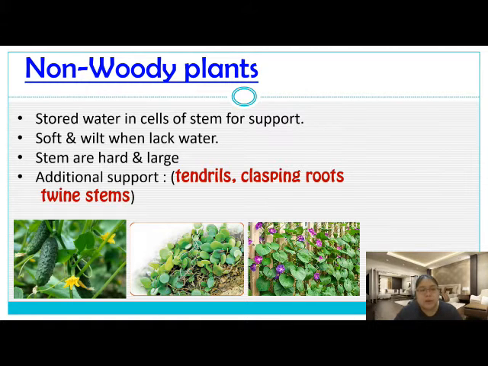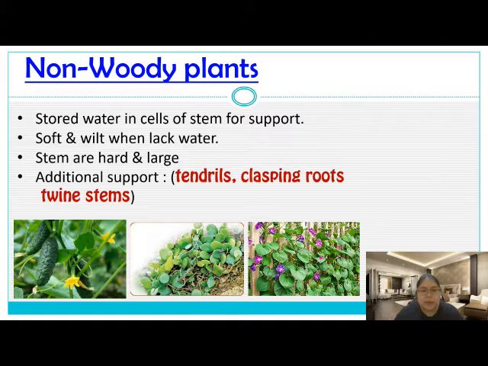Okay, the next one, you can see the stems are hard and large. Not so large if you compare to the woody plants, but if you want to pluck it, you still need to use some energy because inside there is water. Now see the additional ones: terrestrial, grasping roots, and also twining stem.